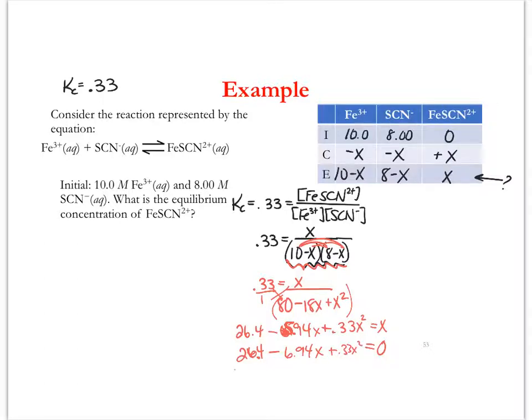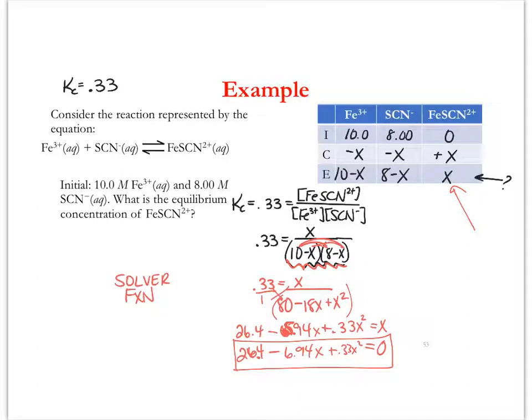And then what you could do here is use the quadratic equation to solve for x. Once you solve for x, you have the equilibrium concentration. You have a solver function on any graphing calculator that will allow you to solve the quadratic equation. AP questions really haven't given you problems like this where you'd have to use a solver function.